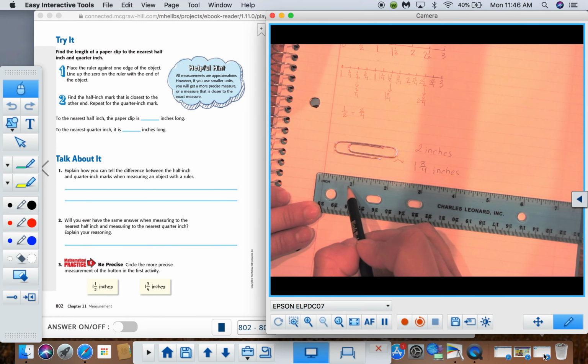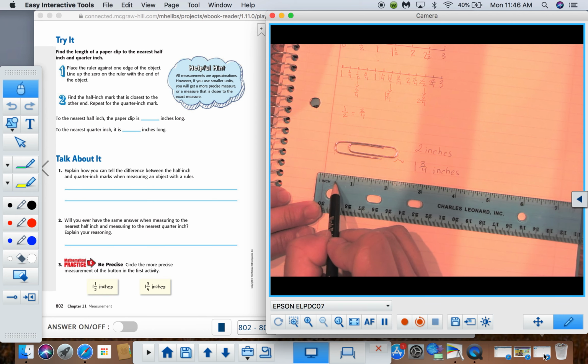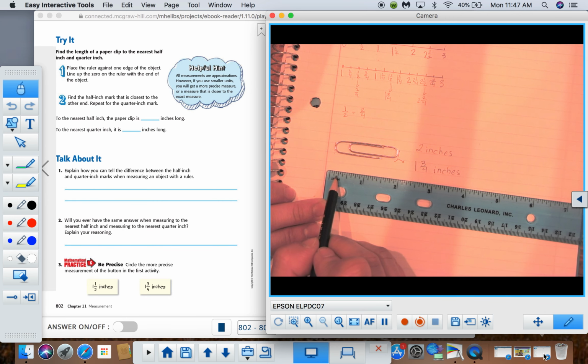So I have 0, 1, 2, and 3. And the 1/2 inch mark is right here. It's halfway between the 0 and the 1. This 1/2 inch mark is halfway between the 1 and the 2. And this 1/2 inch mark is halfway between the 2 and the 3. Those are the 1/2 inch marks. The 1/4 inch mark divides each inch into fourths. So this 1/4 inch, there's 1, 2, 3, and 4.